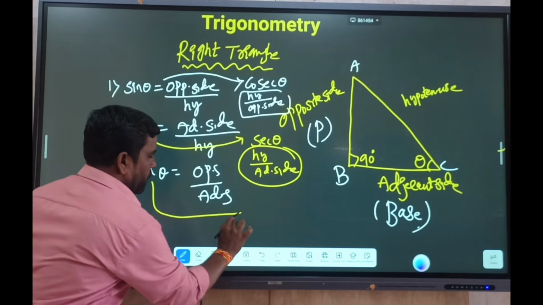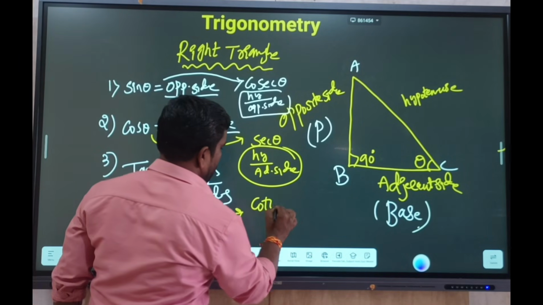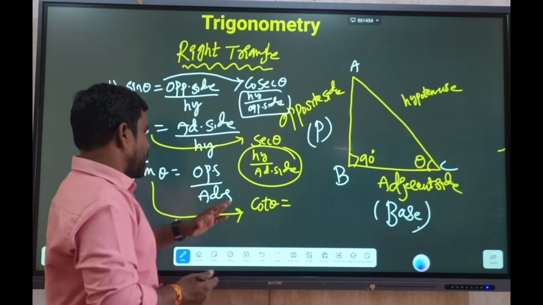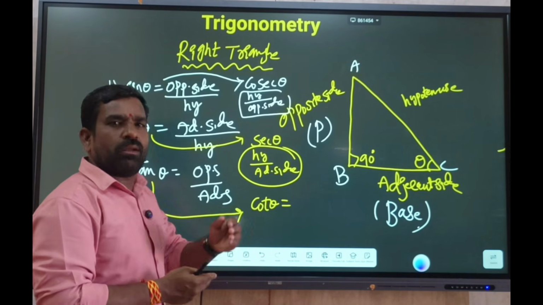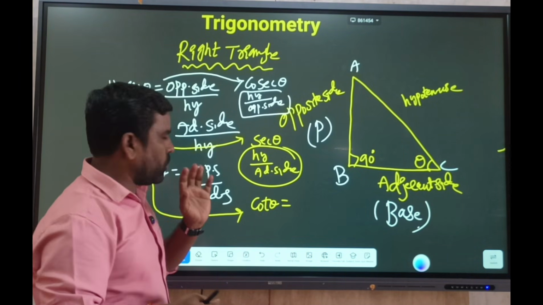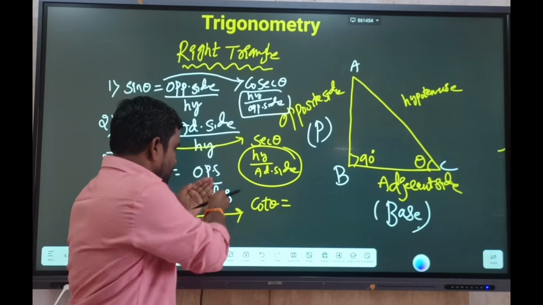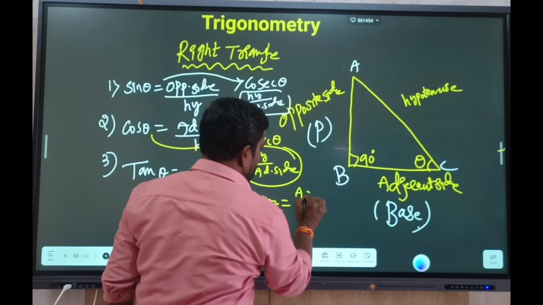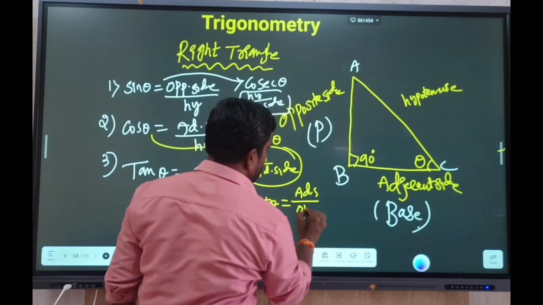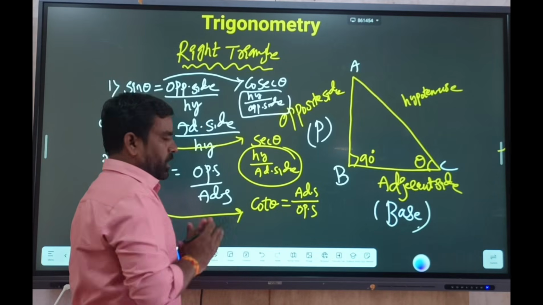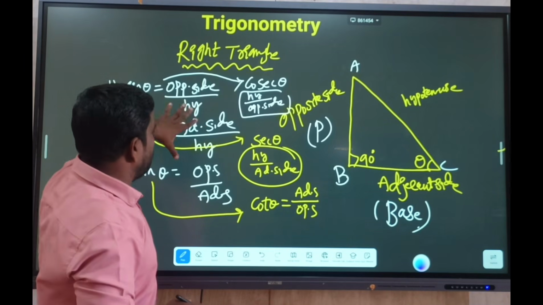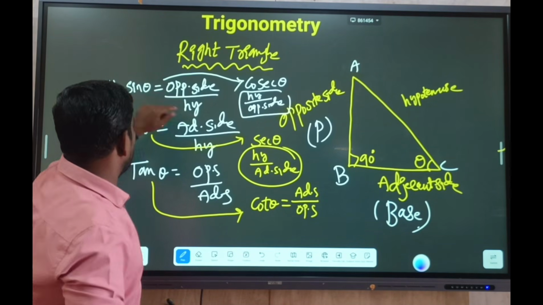Remaining tan theta reciprocal is cot theta. Reciprocal is nothing but when we multiply it with the number we get one. Tan theta is opposite by adjacent, so its reciprocal can be written as adjacent side by opposite side. This is cot theta. So here are the total six trigonometric ratios.